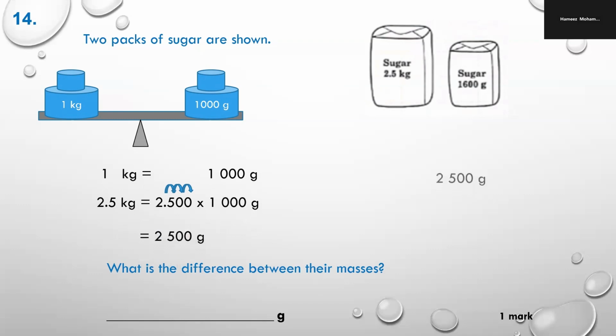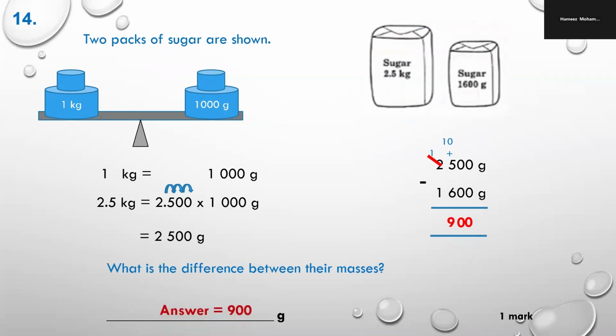So the larger package of sugar is 2,500 grams. The smaller package of sugar is 1,600 grams. So what is the difference? It means we have to subtract 0 minus 0, 0 minus 0, 5 minus 6. We will not be able to do that yet. So we have to borrow from the 1,000 column. And then how many hundreds will that give us? It will give us 10 hundreds. 10 hundreds and 5 hundreds is 15 hundreds. 1500 minus 600 is 900. And 1 minus 1 is 0. As such, our answer is 900 grams.